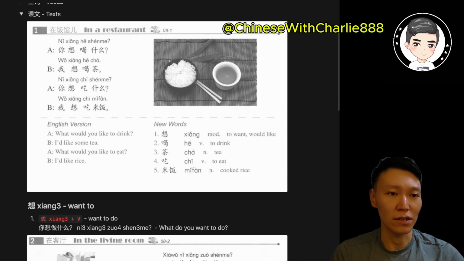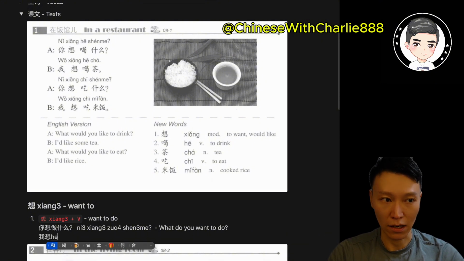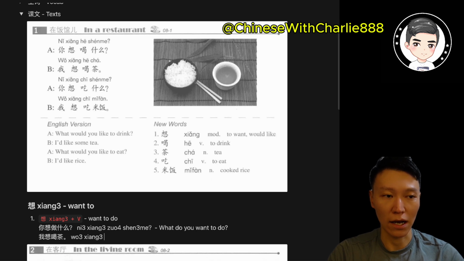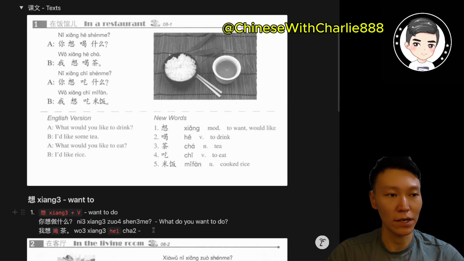And of course, in English, we can just ask, what do you want, right? But even though in English we don't say what do you want to do, still we have to remember in Chinese, after 想, we always ask about what to do. So 你想做什么? For example, I want to drink tea. 我想喝茶。So after 想, we have the verb 喝. That's why 想 means want to, because after it we have a verb. I want to drink tea.